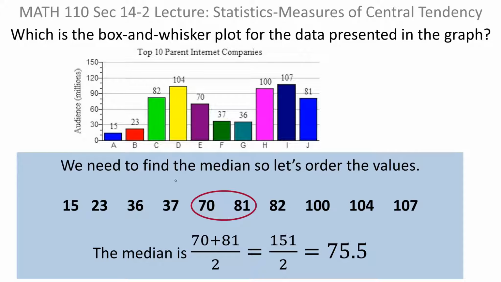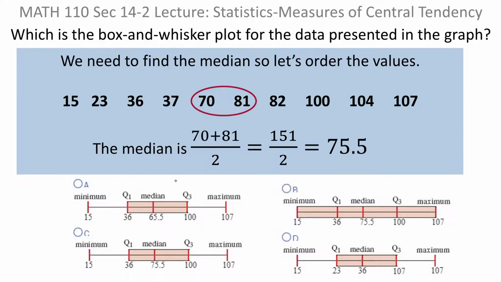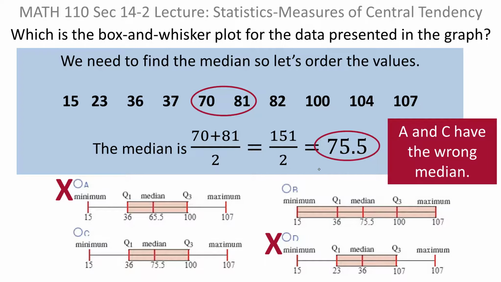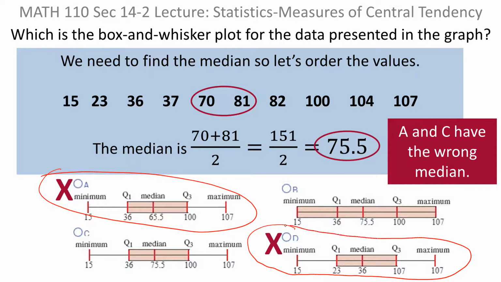So that's the median. The box and whisker plot involves the median, and the median is the middle number in that 5-number summary. So you're looking through your choices and trying to find out which of these have 75.5 as a median. A and D are obviously wrong, because their medians are not correct. A says the median is 65.5, but it's not. This one says the median is 36, so it's not.